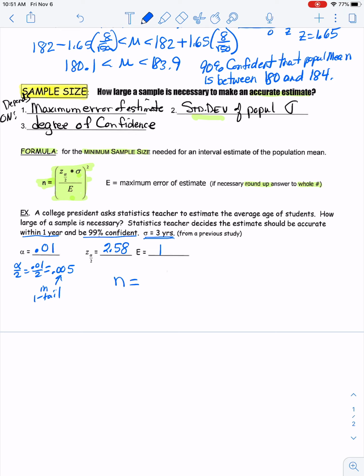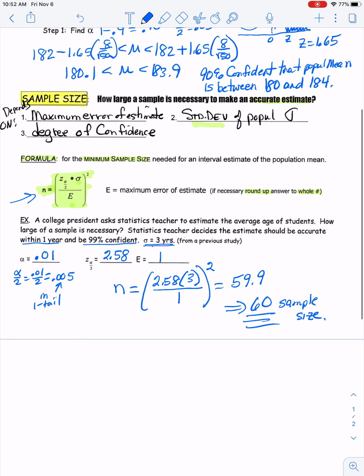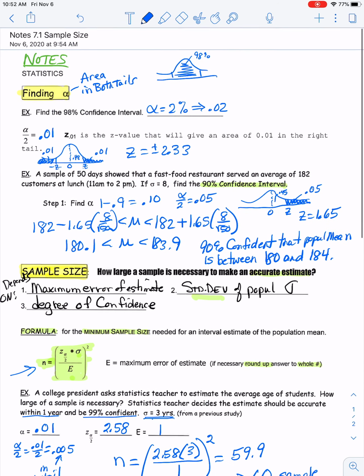So your sample size N, we're going to take 2.58 times the standard deviation, which is 3, divide by the error of estimate, which is 1, and then we want to square that. If you do that calculation on your calculator, you get 59.9. So we will say that 60 is going to be your sample size. That's what we were looking for. I would add your sample size formula to your formula sheet. Don't forget to do that.